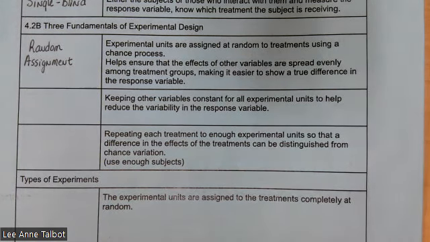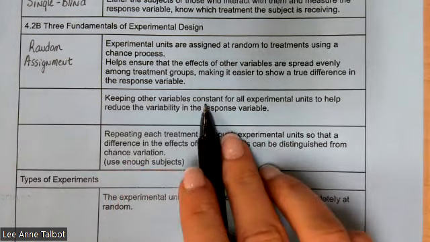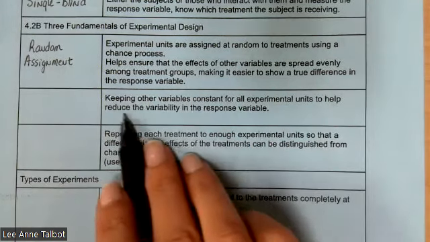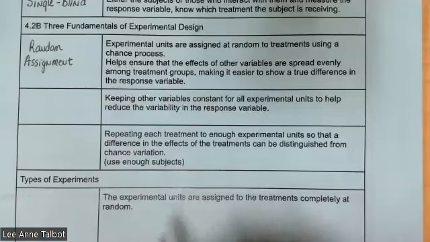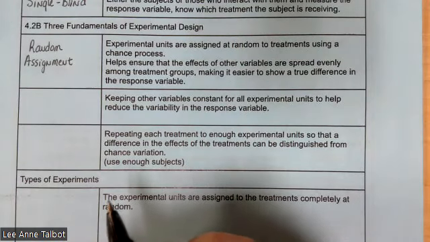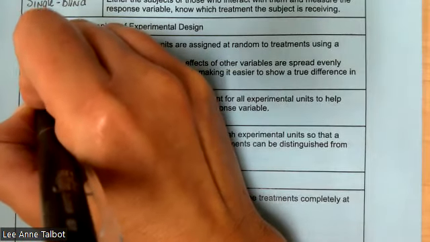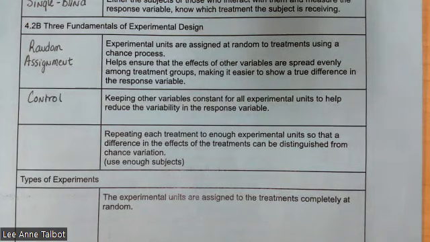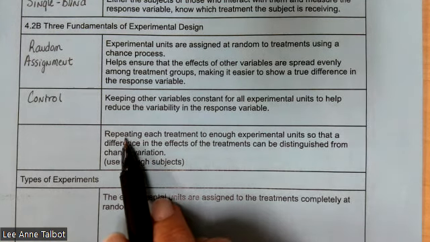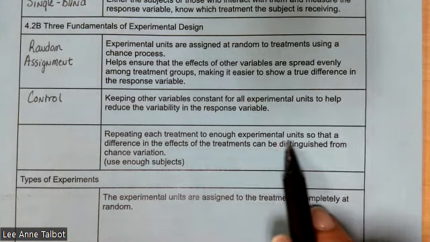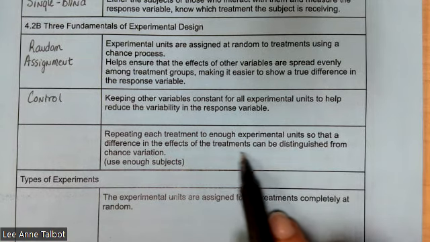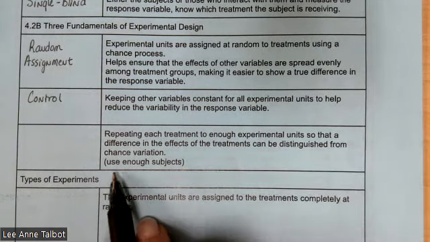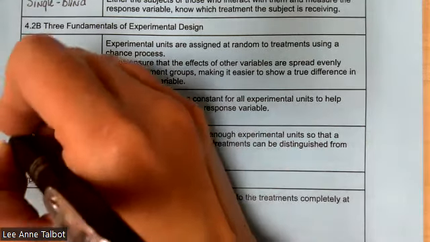Okay. Keeping other variables constant for all experimental units to help reduce the variability in the response variable. Do you know what that's called? Keeping everything else constant? It's called control. Like control variables. Okay, last one. Repeating each treatment to enough experimental units so that a difference in the effects of the treatments can be distinguished from chance variation. It's called replication in stats.